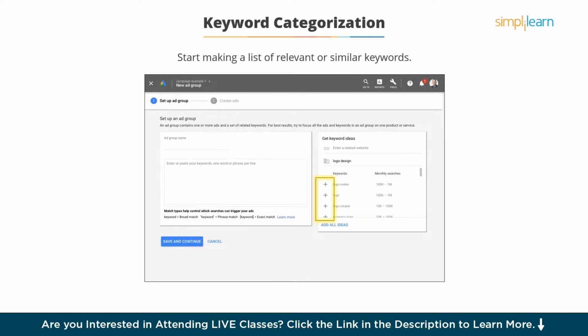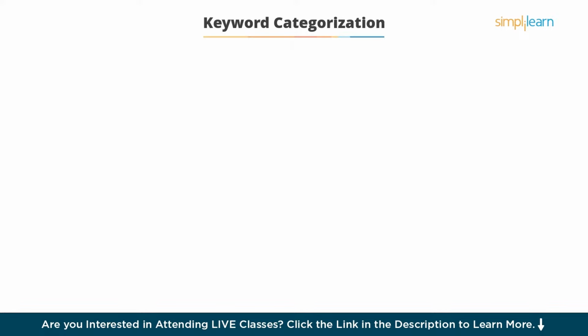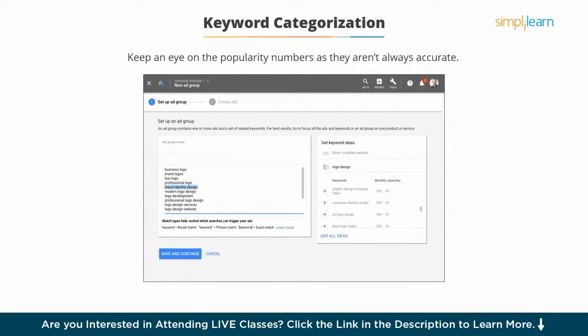You add keywords from the idea list to the ad group by clicking the plus sign. Keep an eye on the popularity numbers. They aren't always accurate and the range is pretty wide. It's just to give you an idea of the popularity relative to different terms.